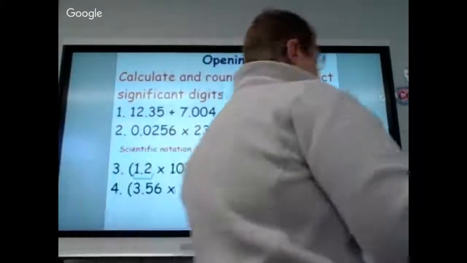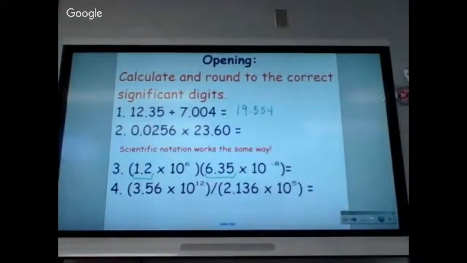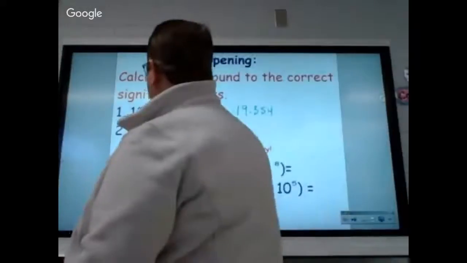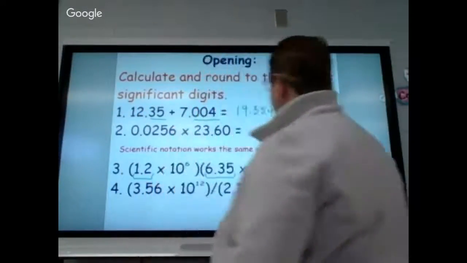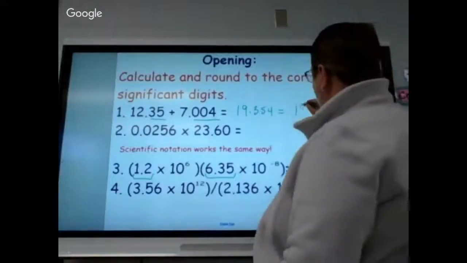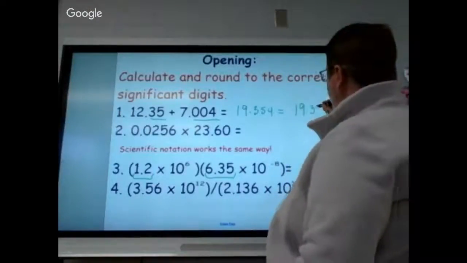All right, so what's the rule for adding that we talked about on Friday? Least what? Least numbers behind the decimal. So how many numbers behind the decimal there? 2. And how many there? 3. So I only want how many in my answer? So 19 point what? 35 is good.